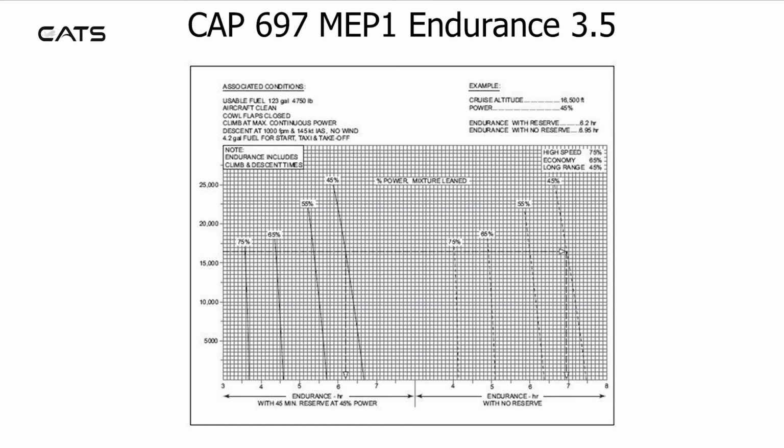Figure 3.5 is a graph for endurance. Come across from the left with cruising altitude to calculate the endurance with a 45-minute reserve or the endurance with no reserve by just dropping down.